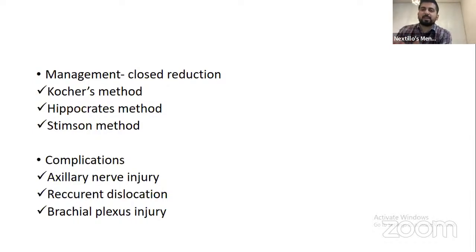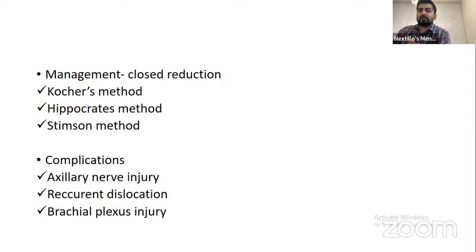Now, there are various methods of closed reduction for a shoulder dislocation. Kocher's method was the most commonly used, remember. Hippocrates and Stimson's methods are also some methods which are used for relocation of the dislocated shoulder.